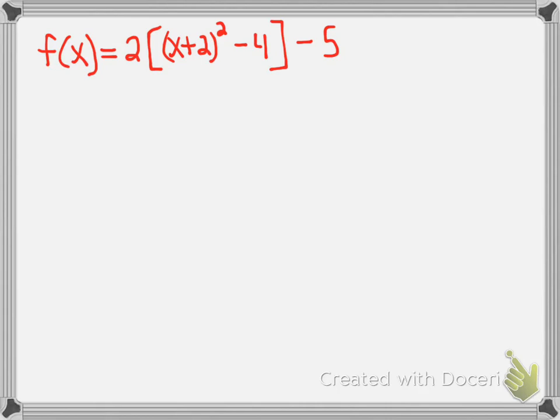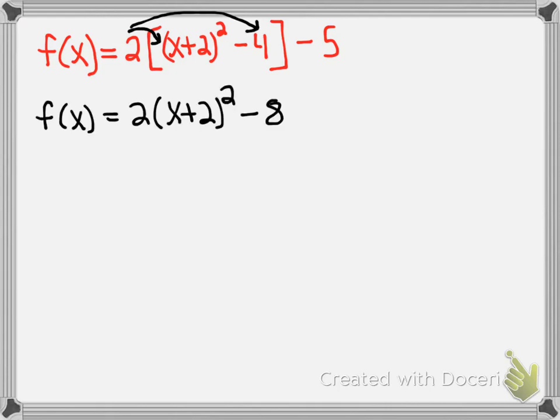Now, if you look inside of the brackets, we now have 2 terms. X plus 2 squared would be the first term, and minus 4 would be the second term. So what we can do is this 2 out front can now be distributed to both of those terms. So we would get 2 times x plus 2 squared. That's what we get when we distribute the 2 to the x plus 2 squared. And then we distribute the 2 to the minus 4 to get minus 8. And we still have this minus 5. The minus 8 minus 5 is going to give us a minus 13.